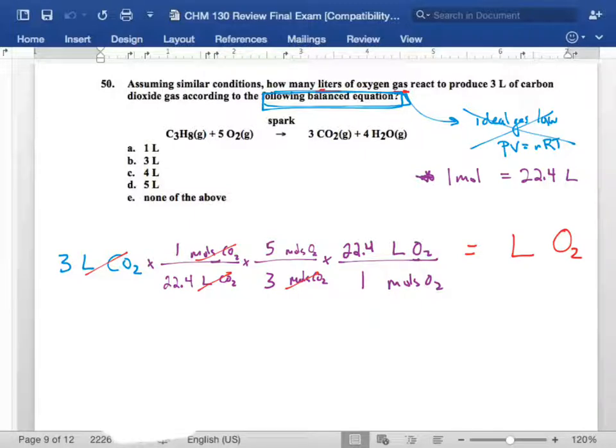What happens in my conversions? The moles of O2 can cancel. I'd end with liters of O2. Now I can punch it into the calculator and go through and try and solve. Does anybody see something that could potentially simplify your calculation? 22.4 shows up in both the numerator and the denominator, so I could cancel those. 3 shows up in both the numerator and the denominator, so I could cancel those.